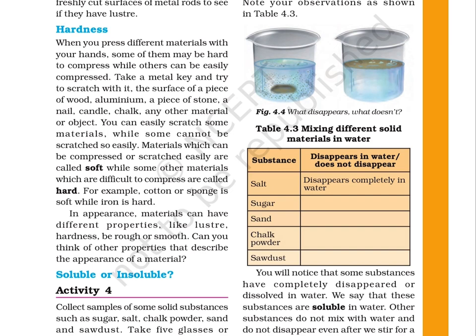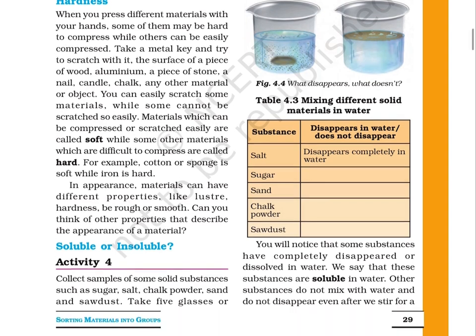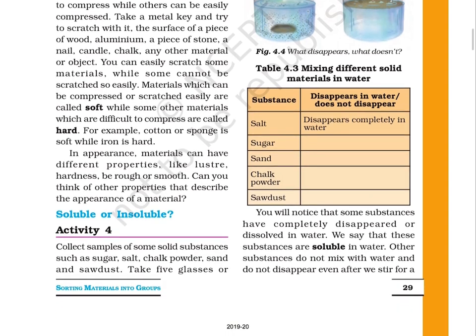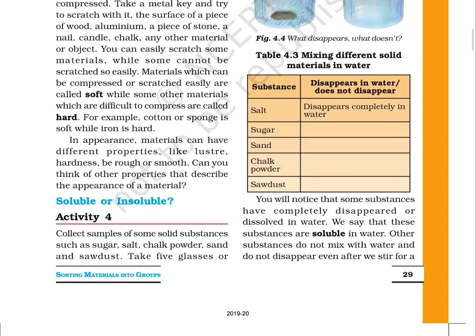Salt disappears completely in water. Sugar, substances like sugar, sand, chalk powder and sawdust. Complete this table by observing the activity. You will notice that some substances have completely disappeared or dissolved in water. We say that these substances are soluble in water. Other substances do not mix with water and do not disappear even after we stir for a long time.